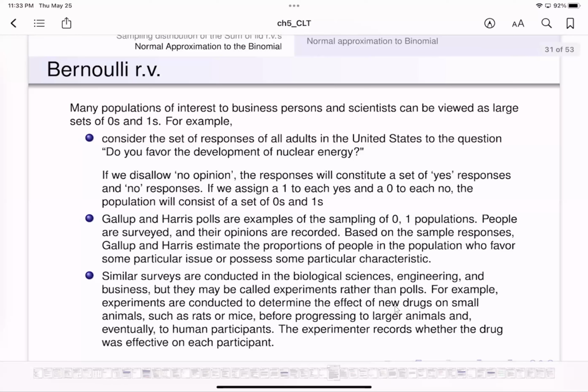The experimenter records whether the drug is effective or not on each of the participants. So when we simply look at the outcome from one participant, it's either effective or not effective. When it's effective, we record it as 1, and when not effective, we record it as 0. So we have a Bernoulli random variable.